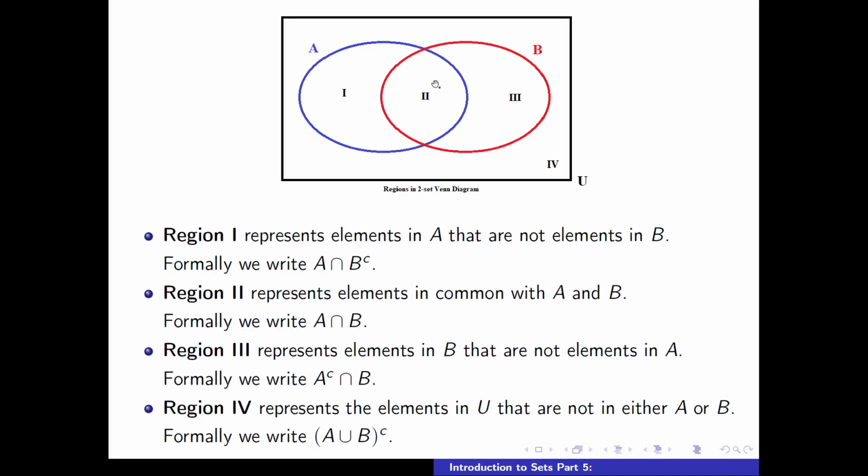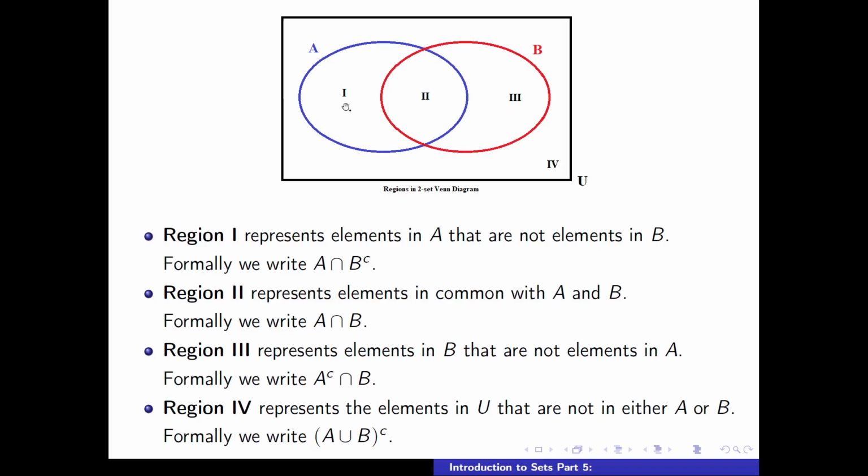Region 2, now this is in the overlap. So it's in both A and B. So these are elements that are in the intersection. They're in both A and B, so elements that are in common with A and B. And we write that as the intersection, A intersect B.